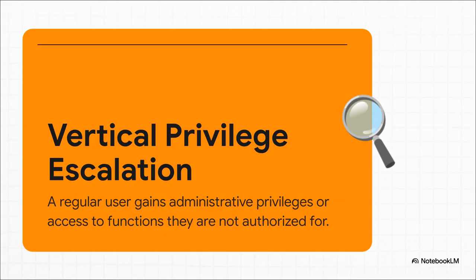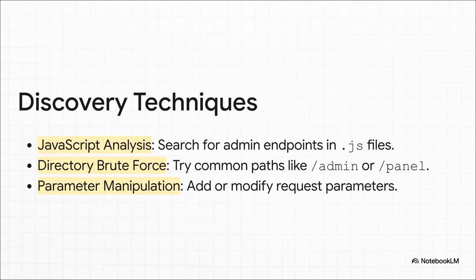It's when a regular, everyday user finds a way to do things only admins should be able to do. Things like deleting other people's accounts, changing settings for the entire website, or reading sensitive system files. An attack like this can be completely devastating for an application. Game over. So where do you even look for these kinds of flaws? Well, hunters usually have a few go-to techniques. You can dig through the website's JavaScript files, looking for secret links to admin pages.